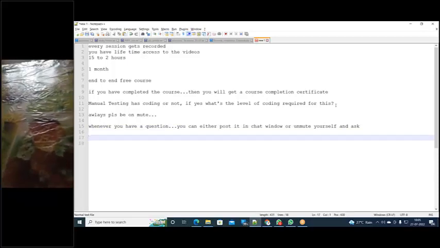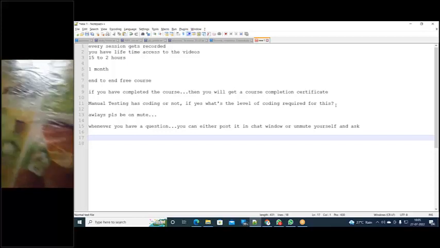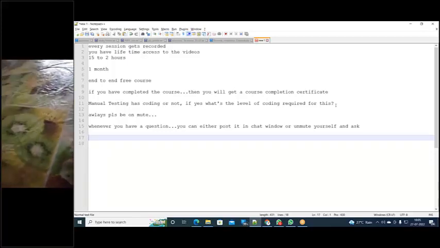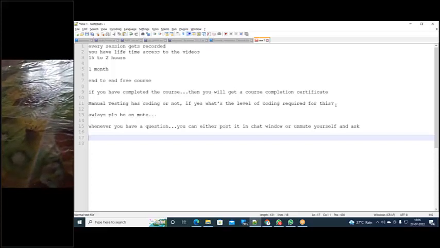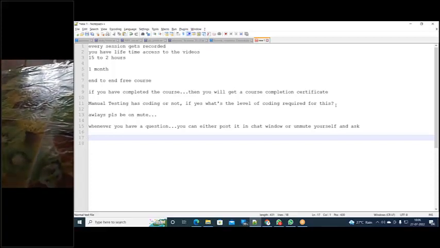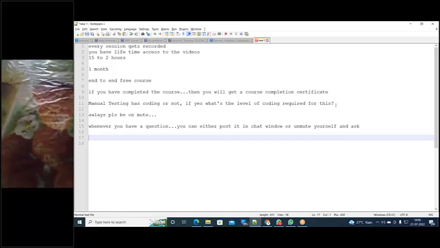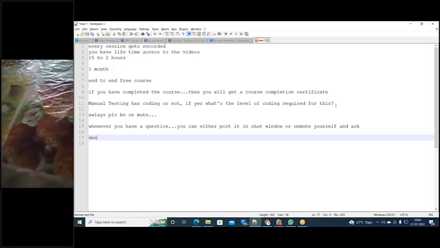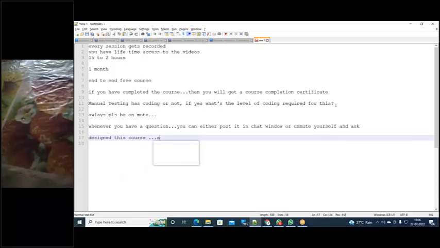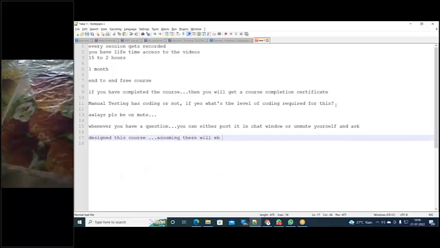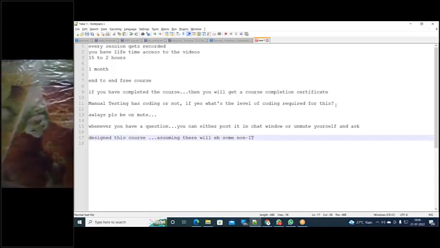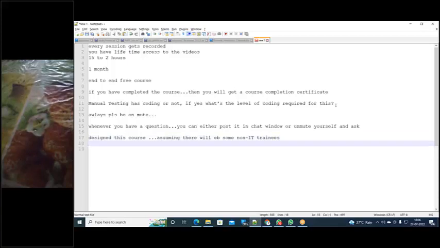I want this class to be a two-way play. Two-way means not just from my side I will be speaking. Whenever I ask questions, I expect that you will be active and provide the answer. The questions will not be very difficult, because I designed this course assuming there will be some non-IT people. My trainings are very simple and basic, as if you're a complete layman. Assuming that you're completely a layman, I'll be talking.